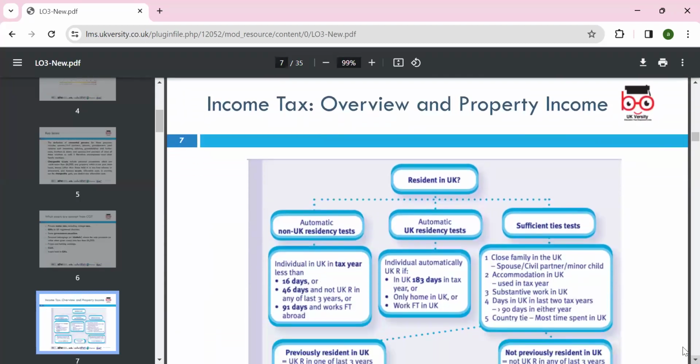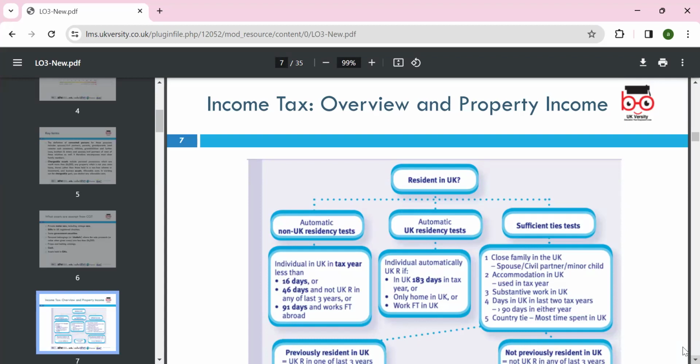Okay, so on the overview of residence, we can look at residence in the UK. Automatic non-UK residence tax applies to an individual in the UK in the tax year for less than 16 days, or 46 days if not in the UK in any of the last 3 years, or 91 days if working full-time abroad. That is automatically non-UK resident for tax.